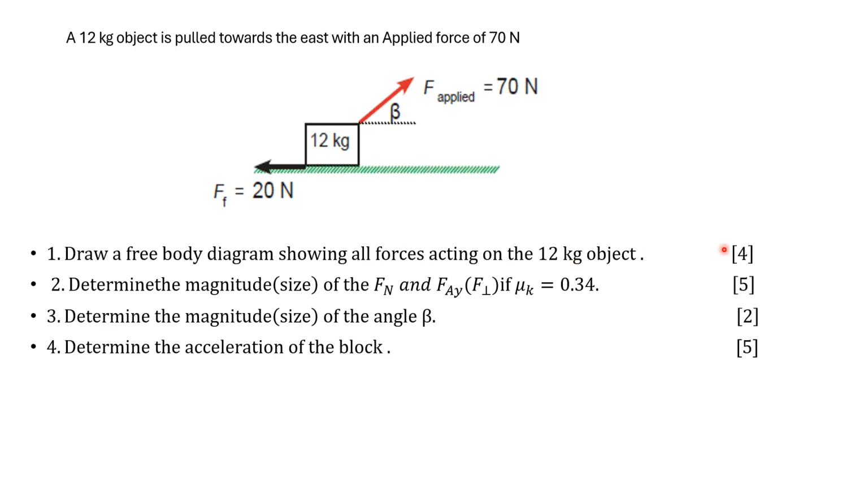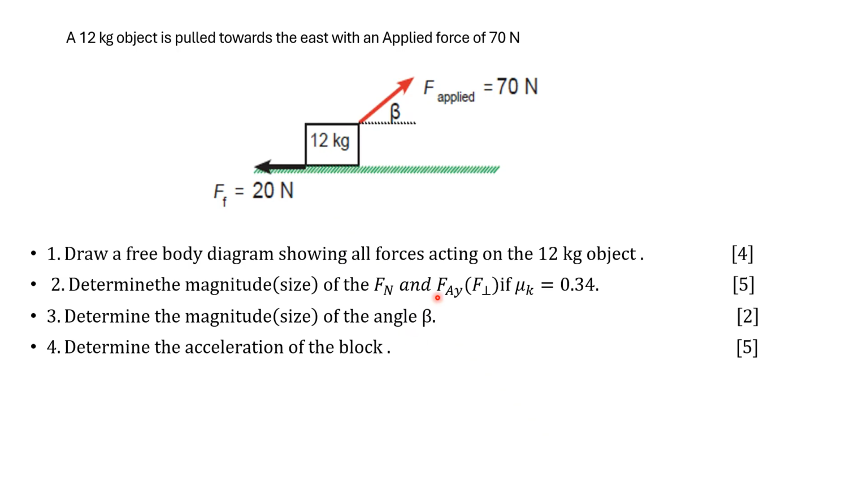So normally when my examiners feel free, they would give you 3 to 4 marks just for drawing a free body diagram. So we need to understand what forces are acting on that object. Now, number two, determine the magnitude of the normal force as well as the force in the y direction, also sometimes called my perpendicular force, given that mu k equals 0.34, for 5 marks. Then we want the size of angle beta, and as you can see, it's only 2 marks.